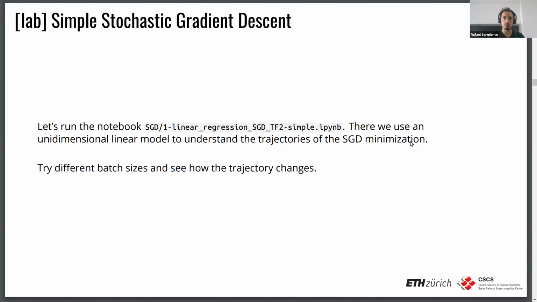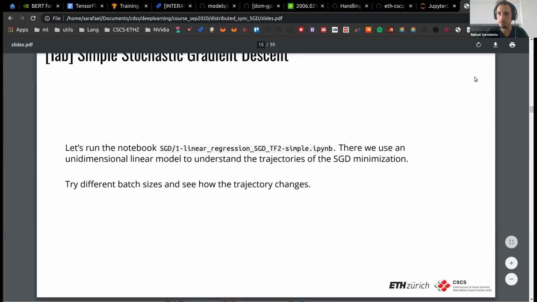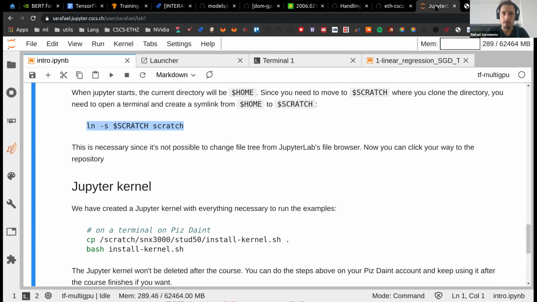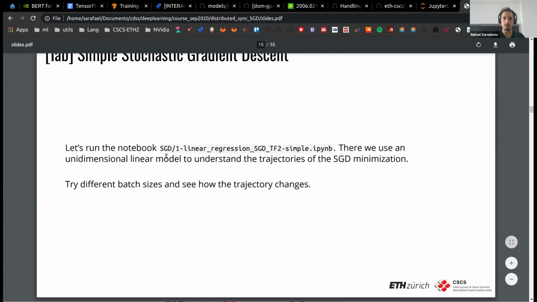And now we can move to a lab and play with this, try to reproduce the same figures and refresh a bit how stochastic gradient descent works. Okay, so we go to this notebook, stochastic gradient descent, SGD 1, linear regression, stochastic.